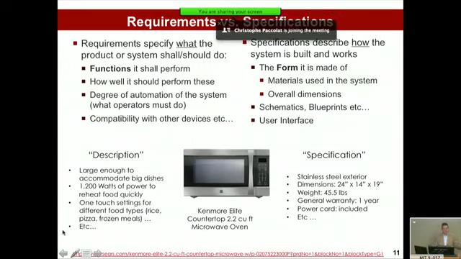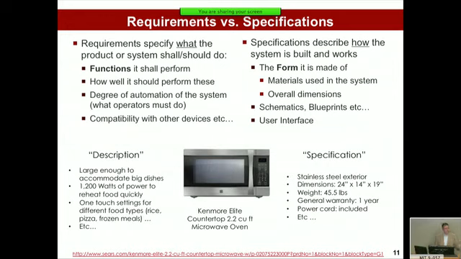And the requirements. This description is essentially the requirement. 1,200 watts of power to reheat food quickly. So time is important. And then one-touch settings for different food types: rice, pizza, frozen meals. And what is that? That's automation, right? Rather than having to guess how long and at what power level to reheat, there's some partial automation built in.